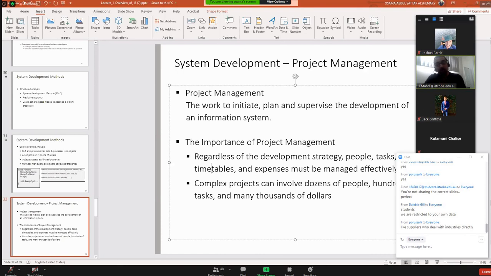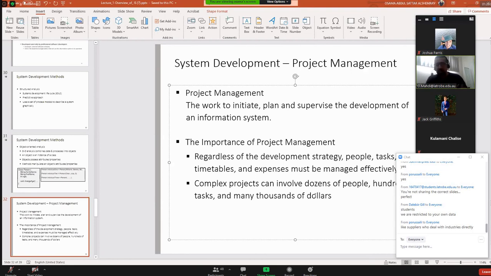Who are the people? You need to divide the people, not our users, no, but as developers. Who are the people who will use it, or who are the people who will develop the information system, based on the programmer, based on someone else? Of course, all of these people will be selected effectively. Complex projects can involve dozens of people, hundreds of tasks, and many thousands of dollars. Of course, it depends on how big the information system you are designing is.